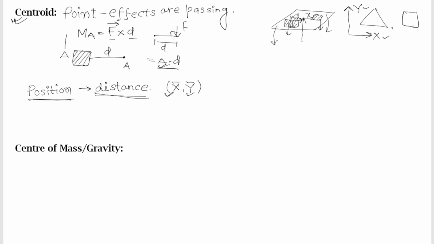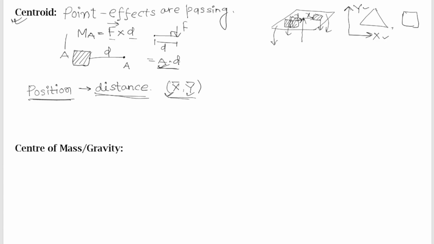So centroid is for two dimensions. It is the sum of moment. It is a point about which the sum of the moment of the area is going to be 0, or in general words we can express that all the mass is concentrated at that particular point. Just remember this point, centroid is for two-dimensional geometry.